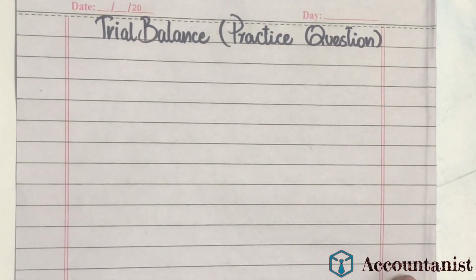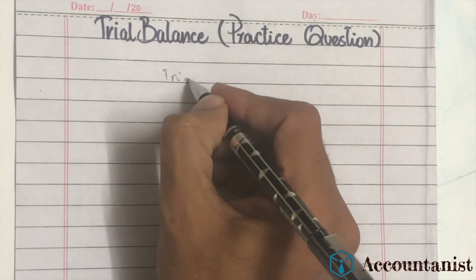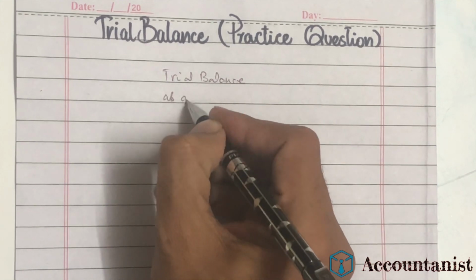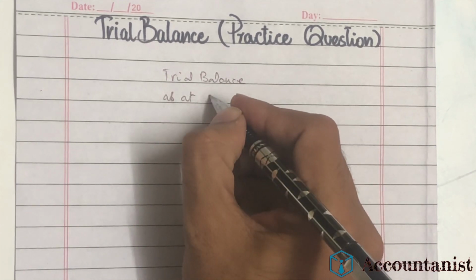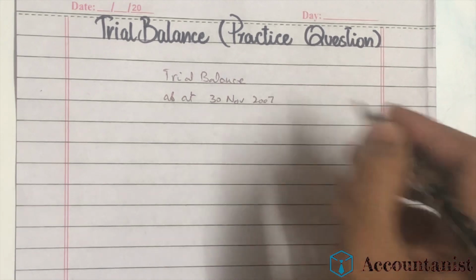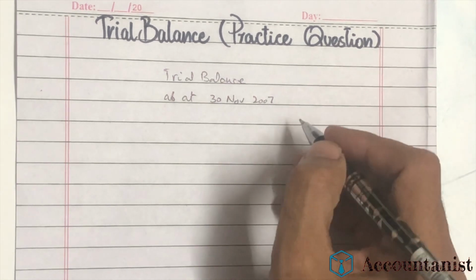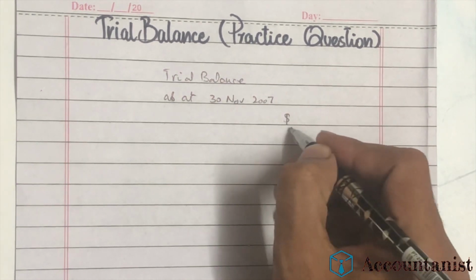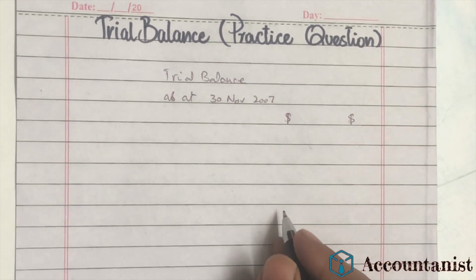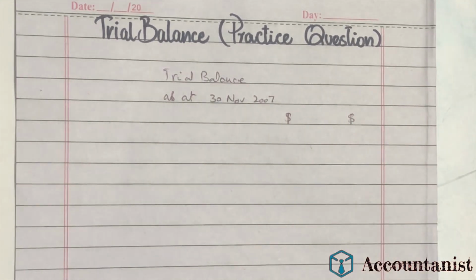So what do we have to do? We have to write down the title, trial balance. It will be as at 30th of November 2007, because this is the year-end date that was given in the question. So we have two columns. Column number 1 will represent the debit amounts, and column number 2 will represent the credit amounts. So we are going to write down the list of T account balances.